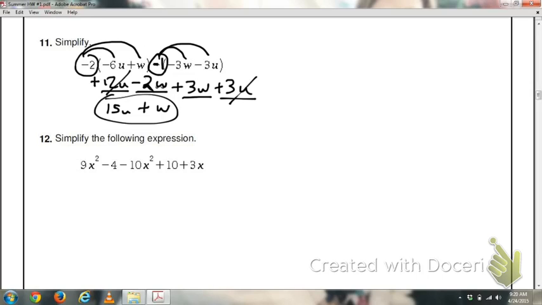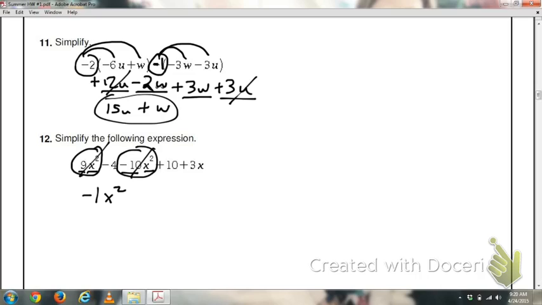Number 12, we're going to simplify the following expression. All I'm going to do is look for like terms. I personally like to either circle or underline like terms. Like terms have the same variable and exponent on that variable. So for instance, 9x squared and negative 10x squared are like terms because they both are x squareds. All I have to do is add positive 9 to negative 10, and 9 minus 10 is negative 1x squared. When I'm done with them, I like to cross them out so I don't get confused by them later.